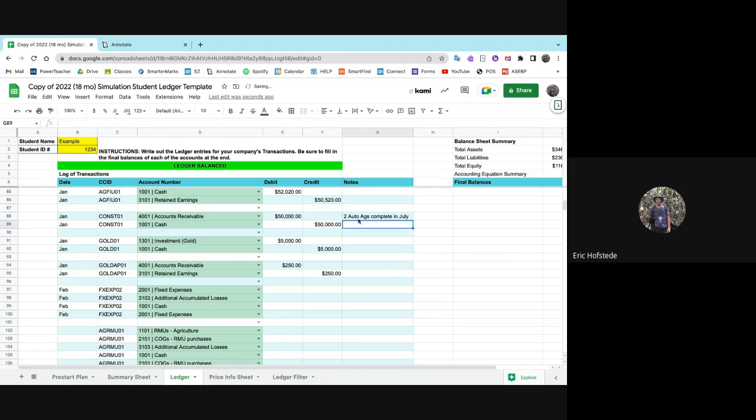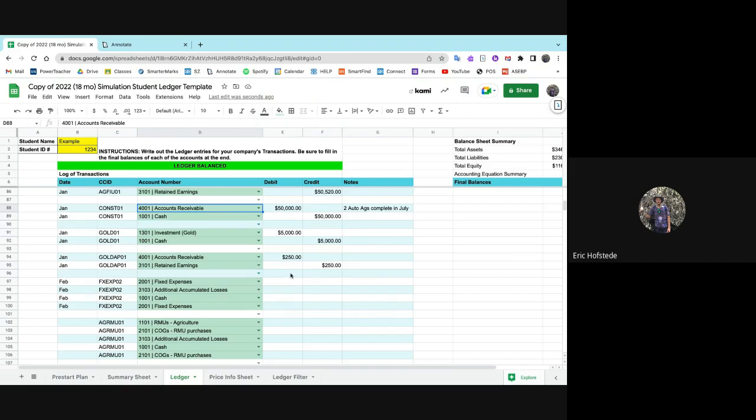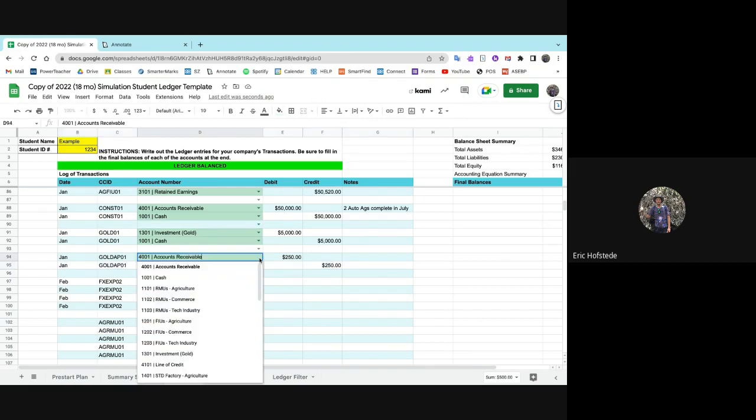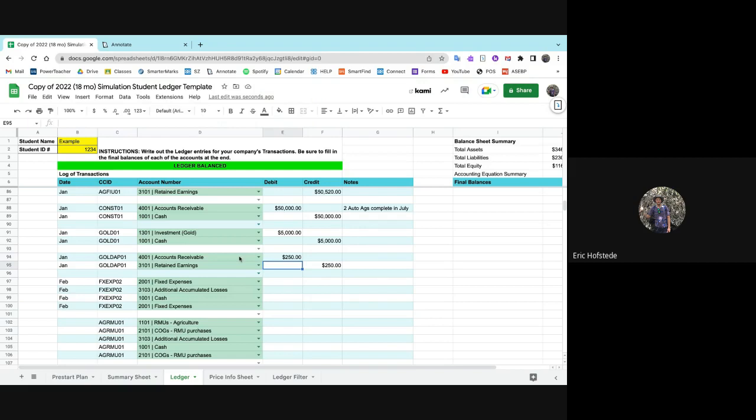So I need to remember in July to transfer this $50,000 out of my accounts receivable into the actual completed auto factories now. I like to make a note about that so we don't forget about it in July. And another thing that I want to note, or you don't necessarily need to make a note about this, but something that's going to happen, not quite as far away, but still important, is to remember our gold that's now going to be appreciated.